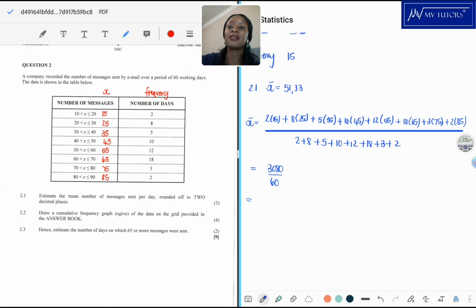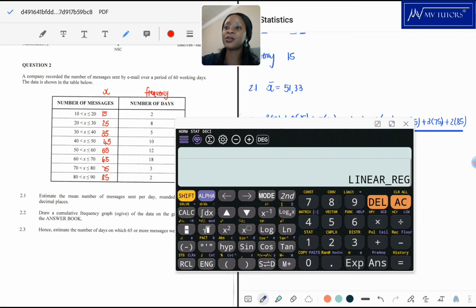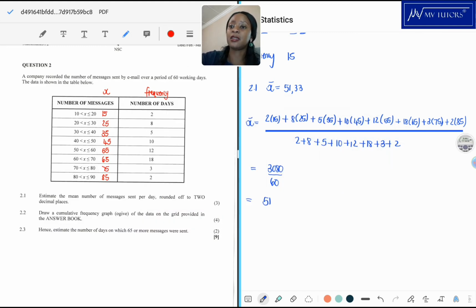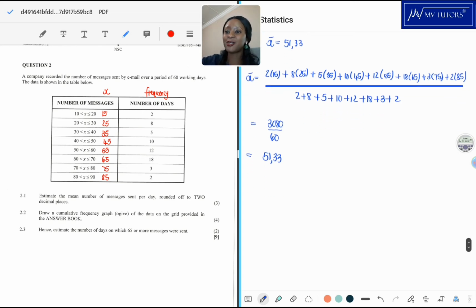We're going to use this calculator just to get our answer. Let me go to the normal mode. So it's 3080 over 60, and we get the same answer, 51.33333. That's the mean number of messages sent per day, rounded to 2 decimal places, 51.33. So you know the short way and the long way. I would advise you do the short way for time's sake.